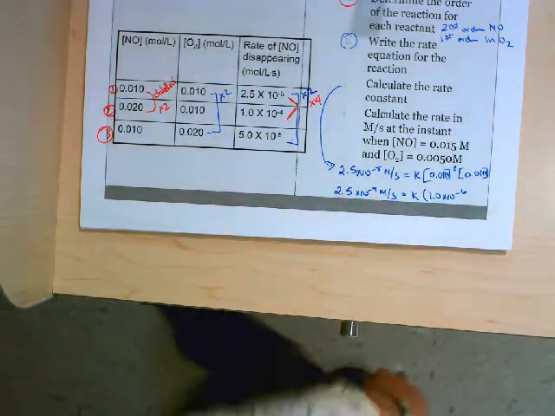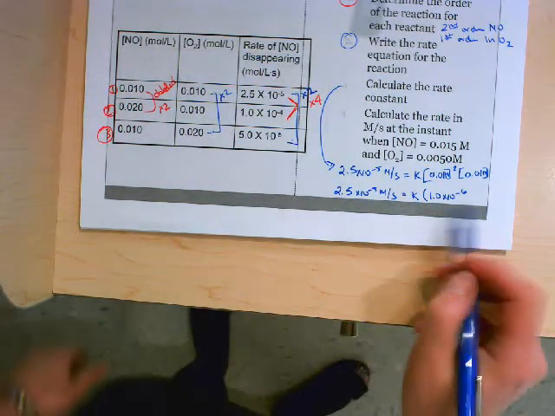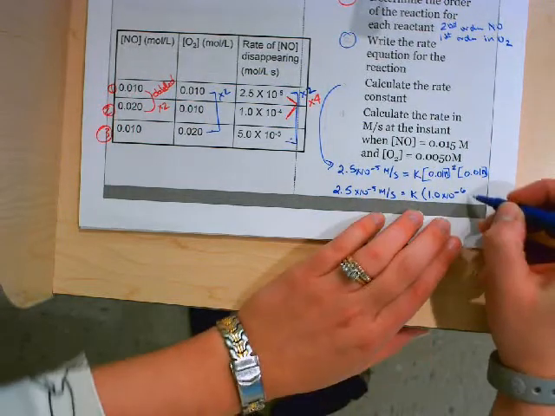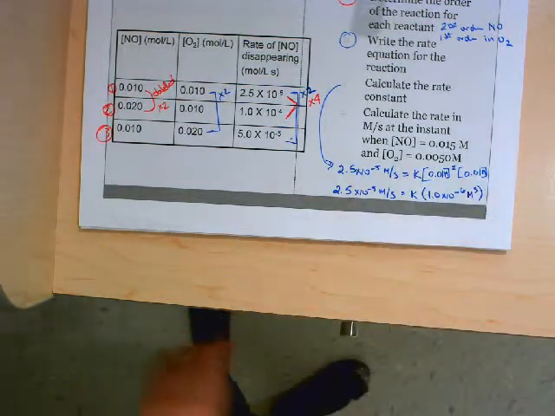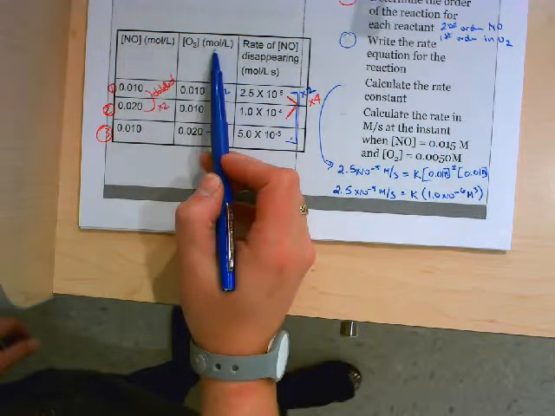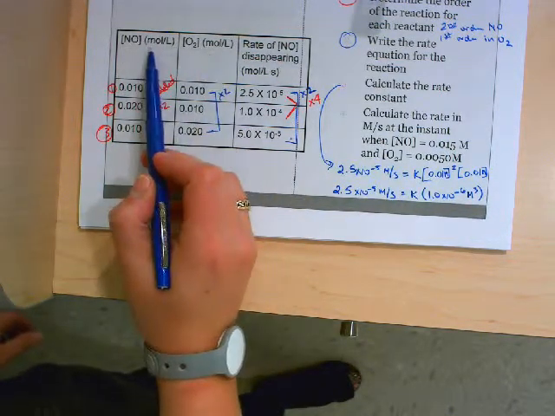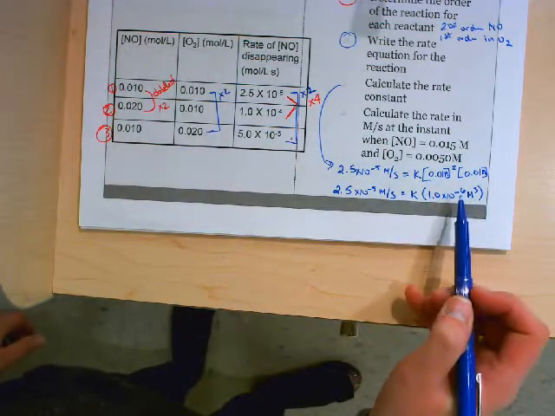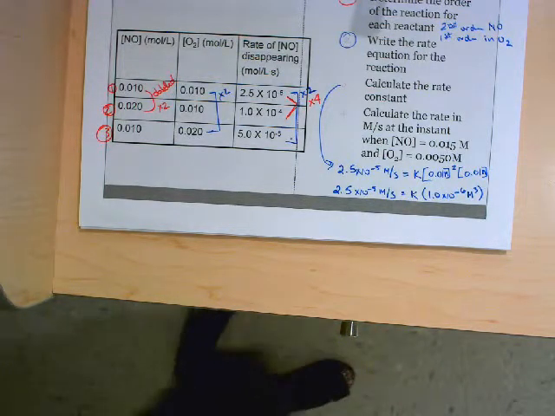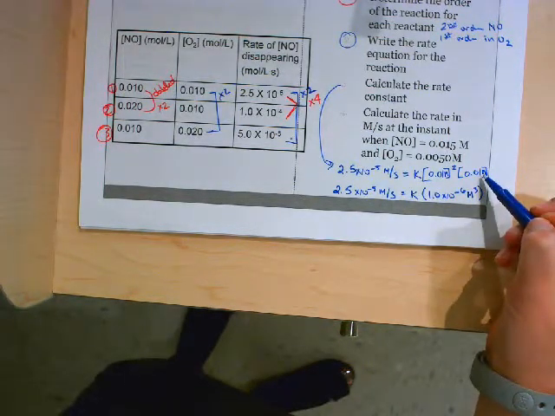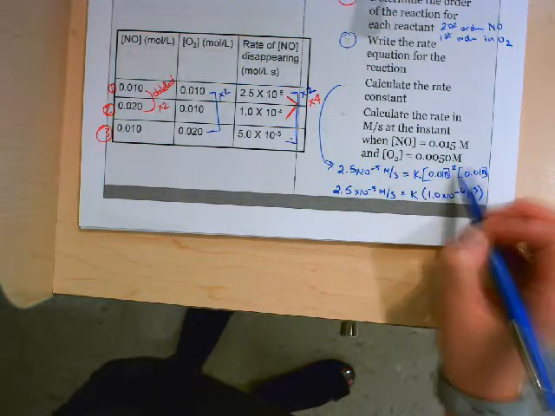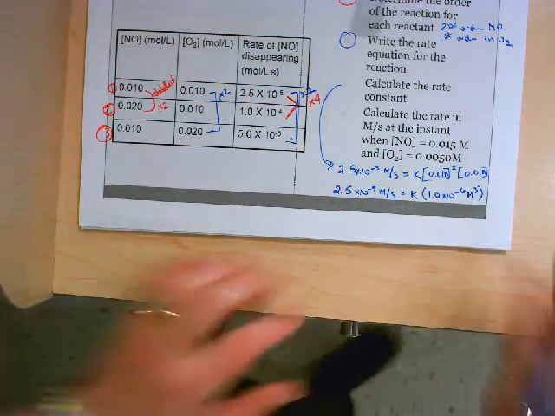Where are the units right now on this side? Molarity what? Cubed. Units in this entire semester are wacky, right? Because this is molarity, this is molarity. So I have squared molarity times molarity. So I have molarity cubed. Oh, yeah, 0.01 molar squared times 0.01 molar squared. I'll write bigger, sorry.